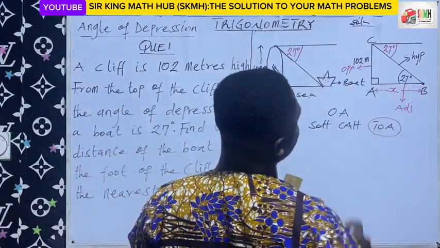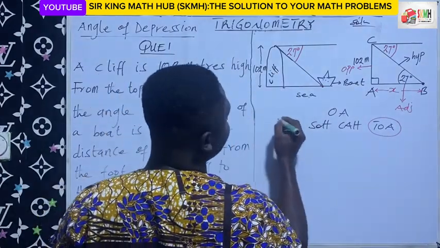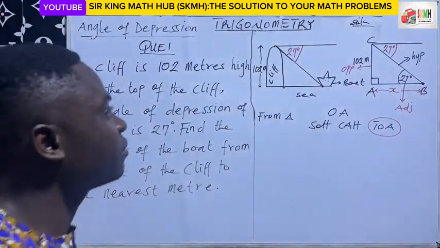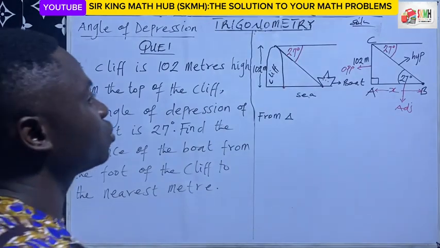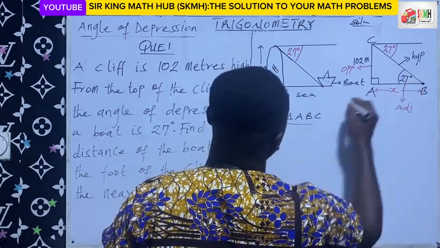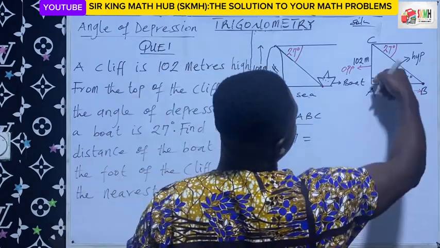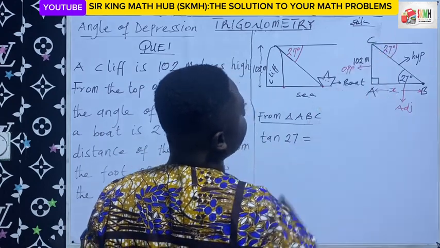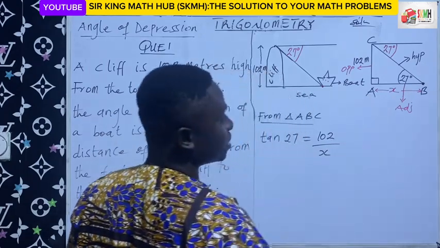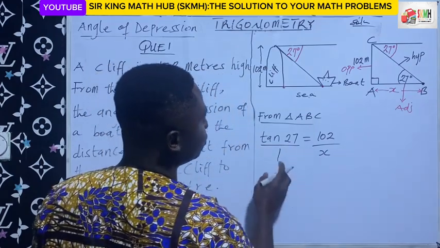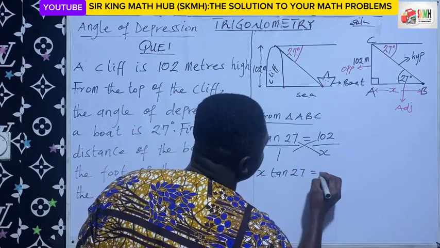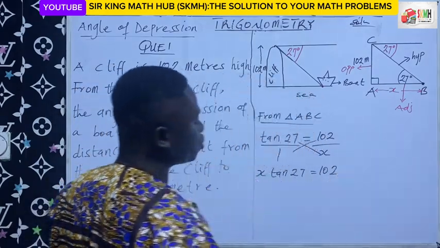So to calculate this distance, you must go by TOA. From our triangle ABC, the tan of this angle, 27, must be equal to the length of the opposite, which in this case is the height of the cliff, 102, divided by the length of the adjacent, which is x. Tan 27 is the same as tan 27 over 1, so we can cross multiply. x times tan 27 equals 1 times 102.